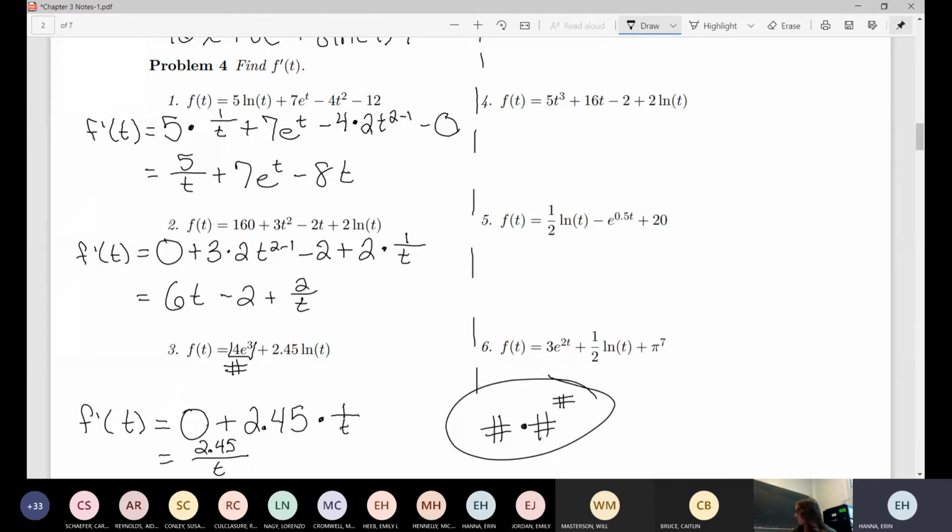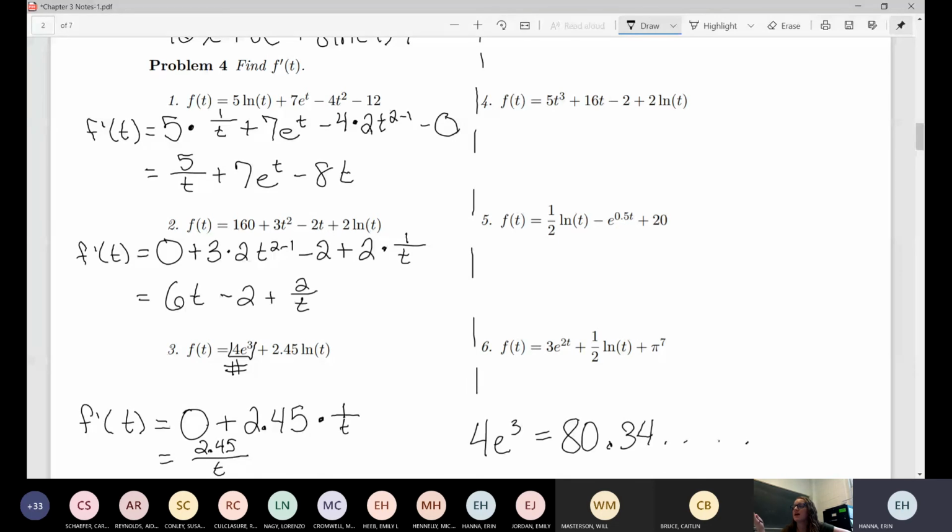But since there's no variable in there, it's just a number. Like if you type that into your calculator, what actually is that? If I type 4e to the third into my calculator, I get 80.34 blah, blah, blah. So if I were to take that 4e to the third and rewrite it as 80.34, what's the derivative of 80.34? Well, that's just a number, no variable. So a derivative of a constant is 0. So that's why that becomes 0, because that thing is just a number.